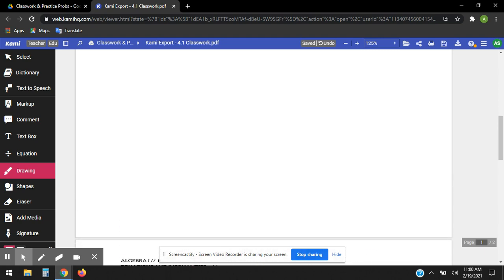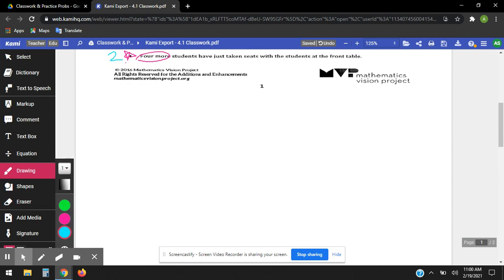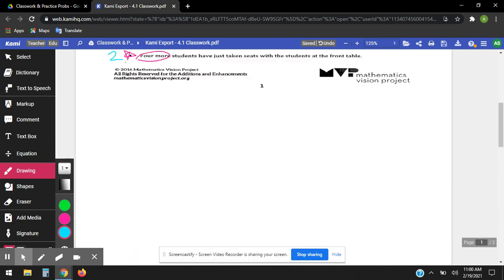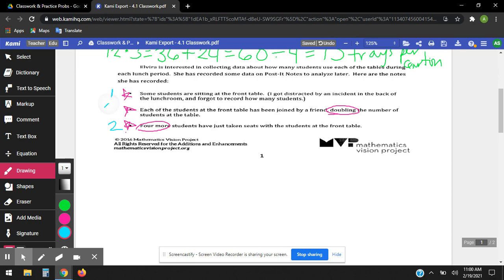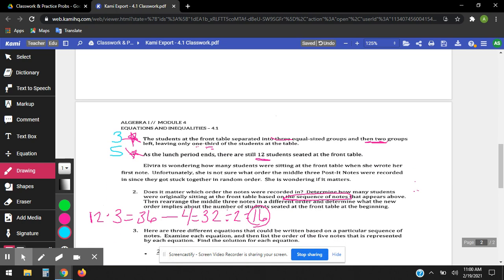And oh, you know what? We want to really mix them up. We'll double last. So 4 more students come. They split into 3 groups, and then they double. And then we're done. Okay, so this time we end with 12 students.